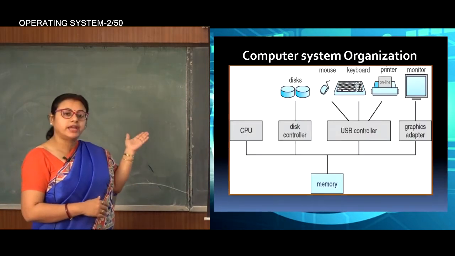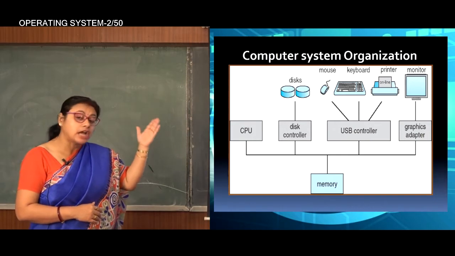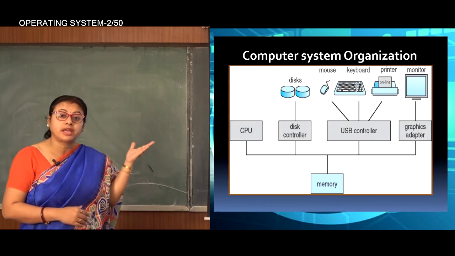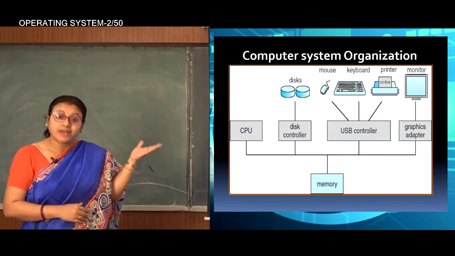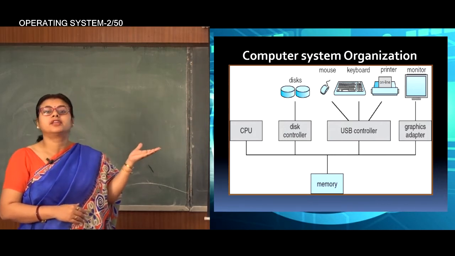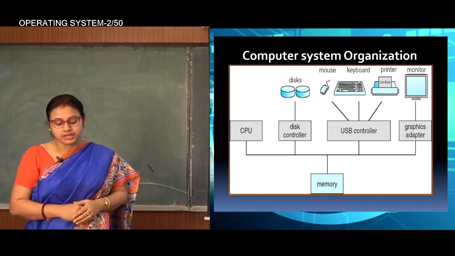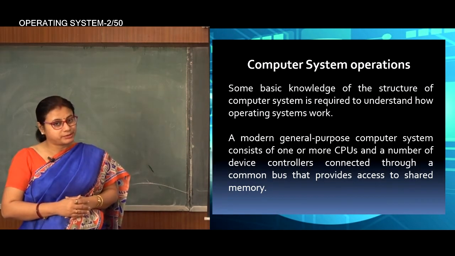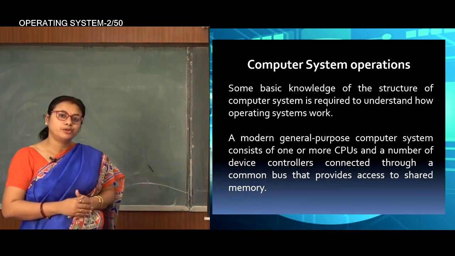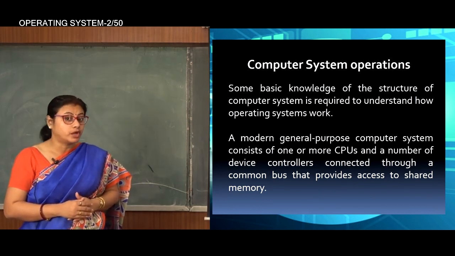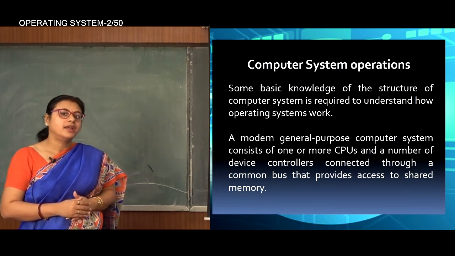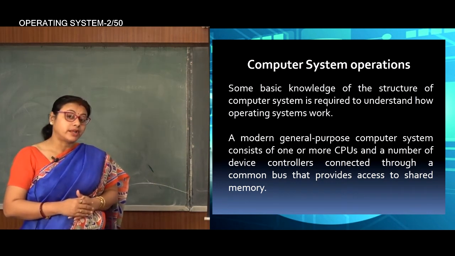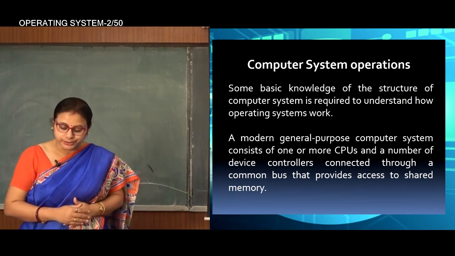See this picture, we are having CPU, we are having different hardware devices like disk, mouse, keyboard, printers, monitors connected via different device controllers, and then they are connected with a common bus to that shared memory. Now I think the idea of the modern general purpose computer is clear. A modern general purpose computer consists of one or more CPUs and a number of device controllers connected through a common bus that provides access to the main memory.